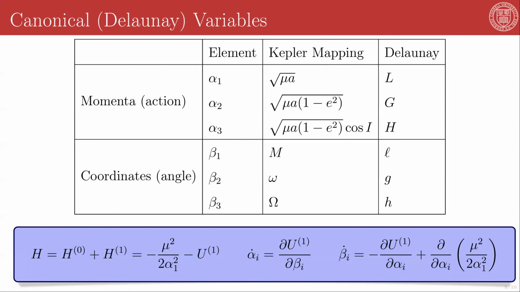Delaunay's elements and variables are very useful because they are canonical, but they are somewhat abstracted from our geometric understanding of orbits. It would be nice if we can do this for Keplerian elements, which are not canonical, and it turns out that we can get differential equations of this form. But before we do that, we have to explore another property of the Hamiltonians, and that is their symplectic nature.